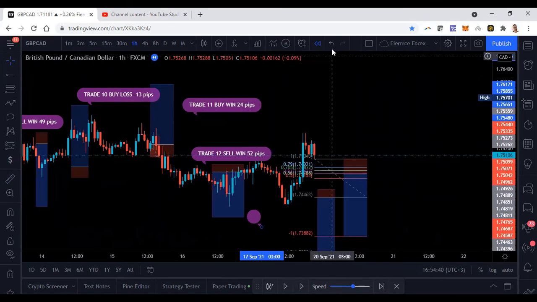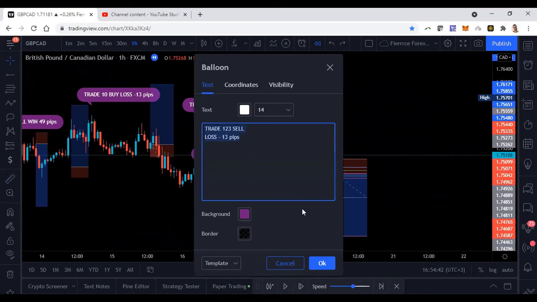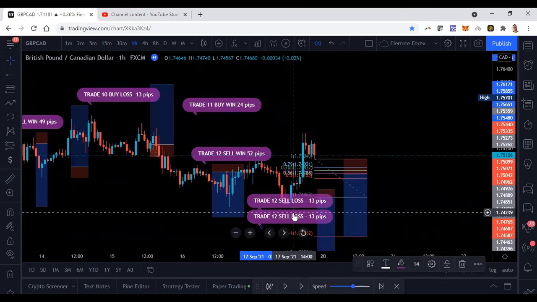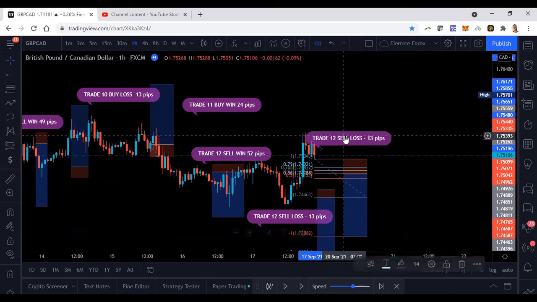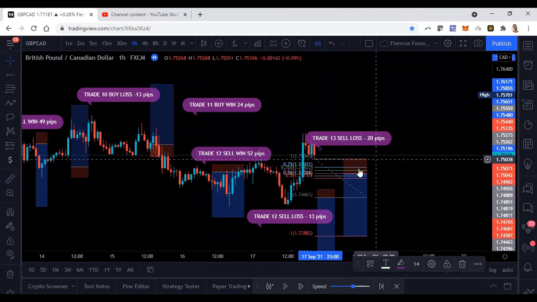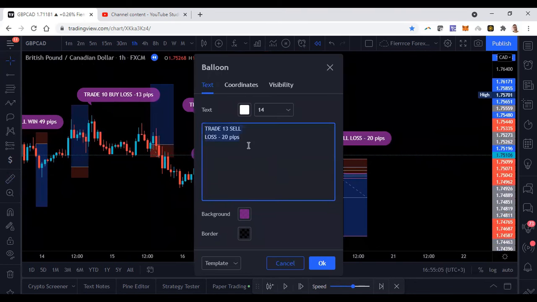Trade number 13 was just stupidity on my end. I lost 20 pips. Damn. That's not cool. Okay, actually lost 20 pips. Let's be real, and this can happen.